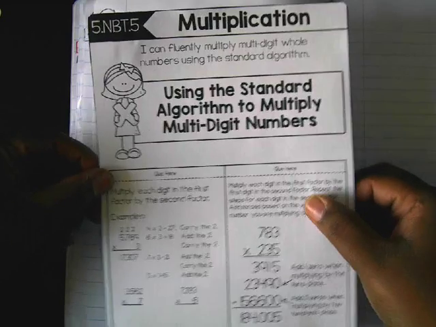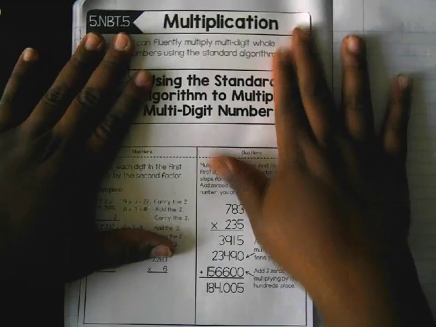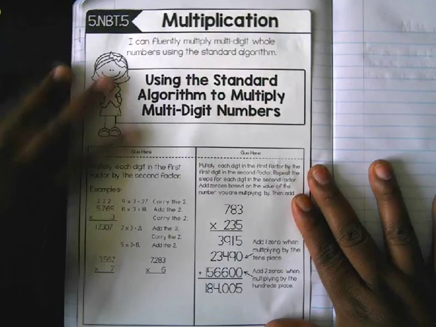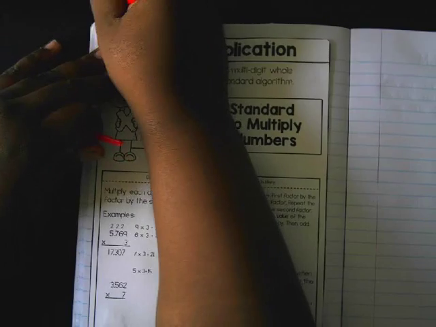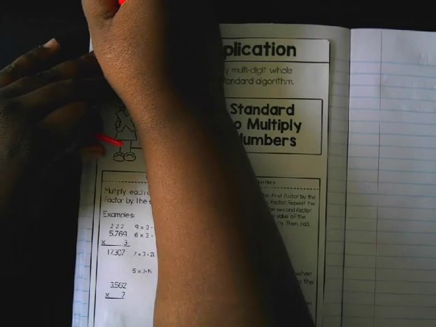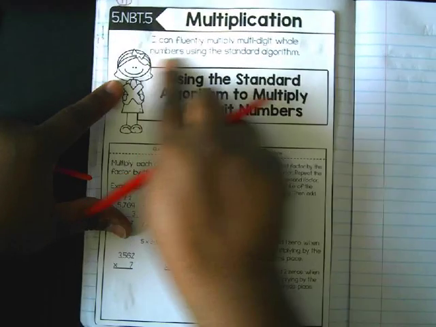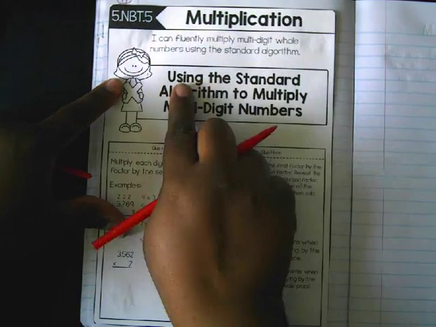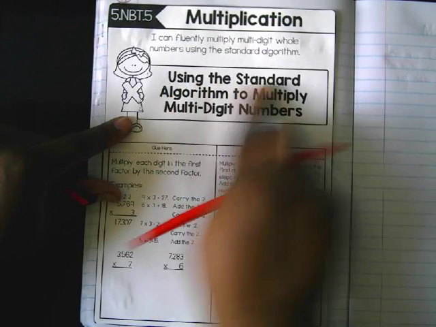Now we're going to take this first sheet that we cut out, and we are going to glue it in our journal. It may cover the page number, but that's okay. You can just rewrite the page number at the very top and then circle it. This first page has our standard in I Can form: multiplication 5.NBT.5, using the standard algorithm to multiply multi-digit numbers.